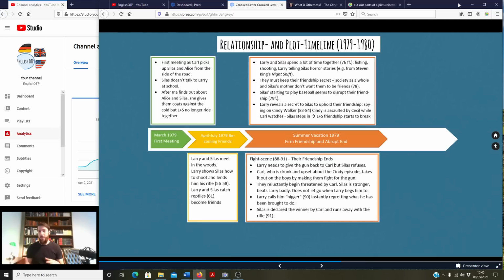And this is when Carl just appears out of nowhere, and he's drunk and upset about the Cindy episode, and he takes it out on the boys, right? So he makes them fight over the gun. So they don't really want to fight each other, but Carl threatens to beat them up with a belt. And of course Silas is stronger, and he beats Larry pretty badly, and he doesn't let go when Larry begs him to let go. And this is when Larry uses the N-word.